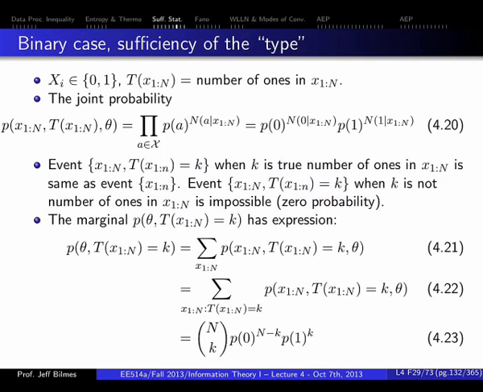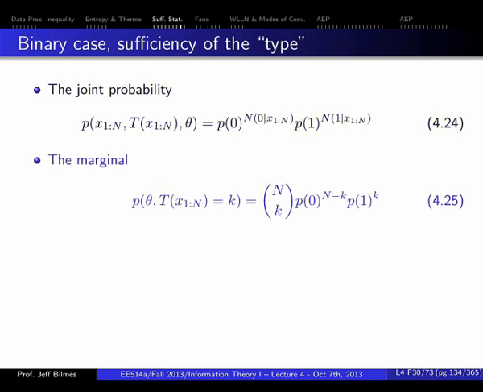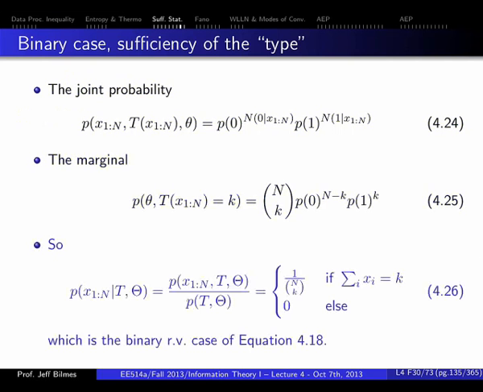And so now look at 4.20, 4.23. We have everything necessary in order to derive the conditional probability. The joint probability is this. The marginal probability is this. And so therefore the conditional probability, which is the ratio of the joint to the marginal, is 1 over n choose k if the sum of y is equal to k and is equal to 0 otherwise, just by dividing.